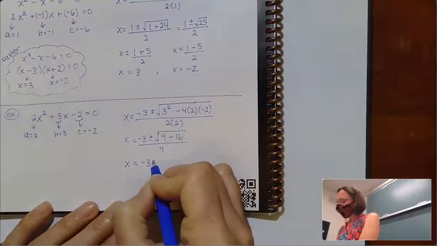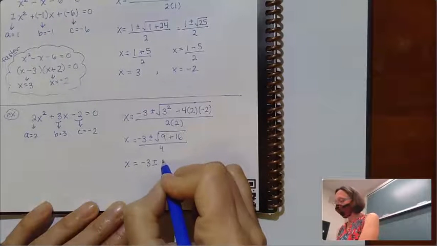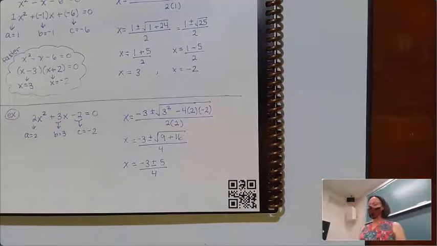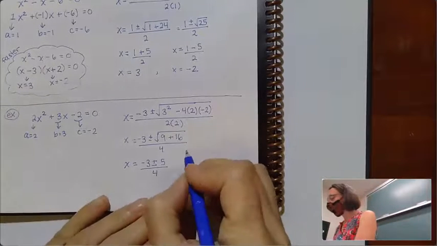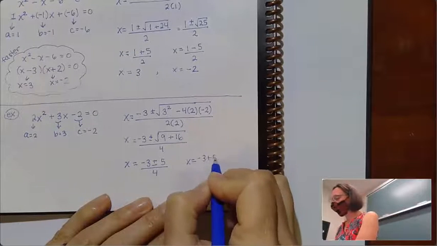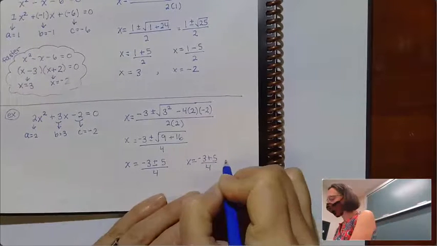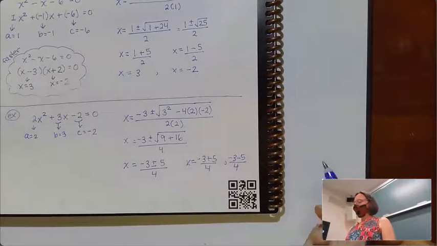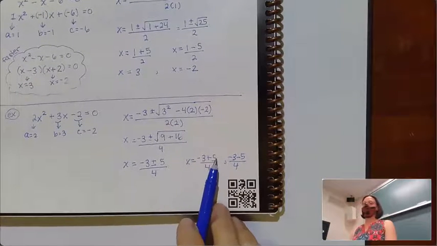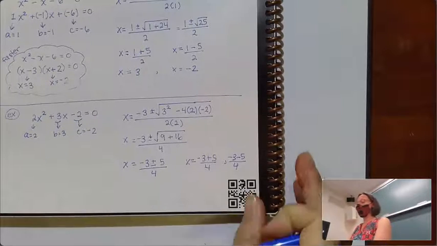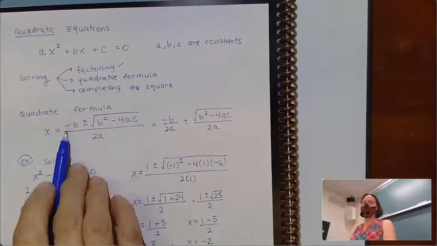So that would look like -3 plus or minus 5 all over 4. Because we have nice numbers, we're going to want to actually write those out. So that's -3 plus 5 all over 4 and -3 minus 5 all over 4. Well, -3 plus 5, that's 2. Oh, did I mess up? Oh, no. Because our formula is -b.